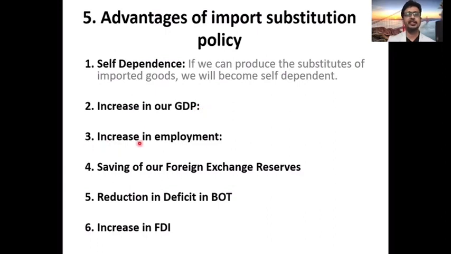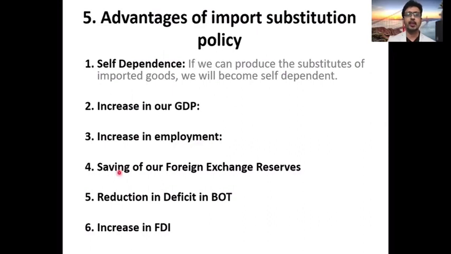Number three, increase in the employment. Now, the more the output produced within the country, the greater the number of jobs created in the country. So, under the policy of import substitution, the government tries to produce more and more goods within the country instead of importing them from outside. And that's the reason that domestic output and employment increases.